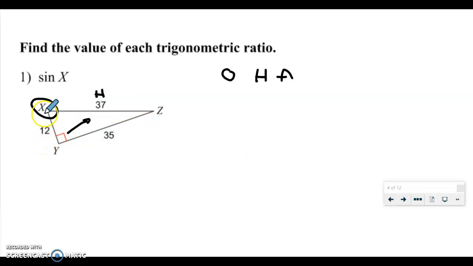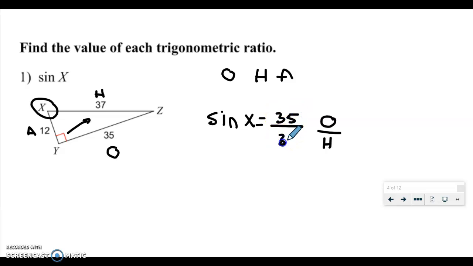Your opposite side is across from the angle that we're looking for. So in this case, 35 is your opposite side. The adjacent side is the other one that is touching the angle that we're looking for, which is 12 in this case. So the adjacent side is always going to be touching the angle that we're looking for. So in this case, we're trying to find the sine of x, which is going to be the opposite over hypotenuse. The opposite is 35 over the hypotenuse, which is 37.